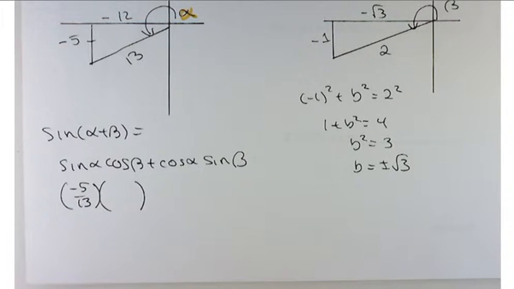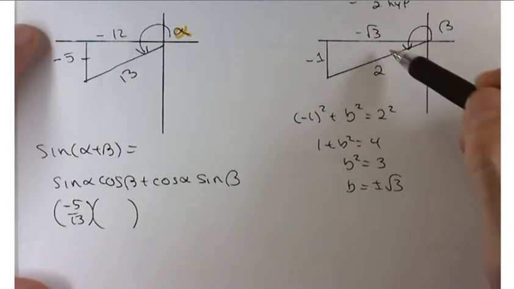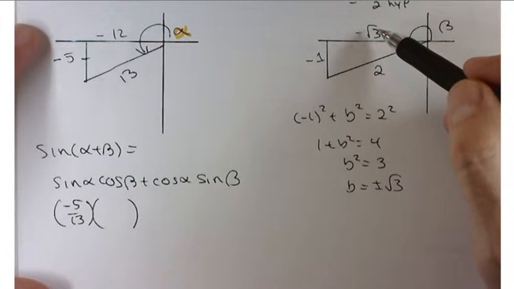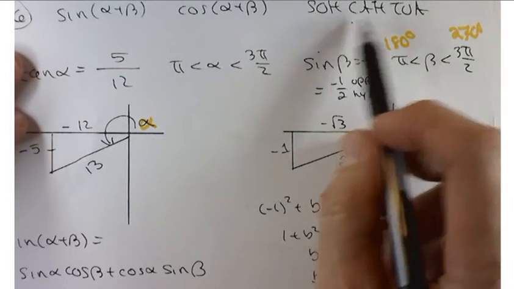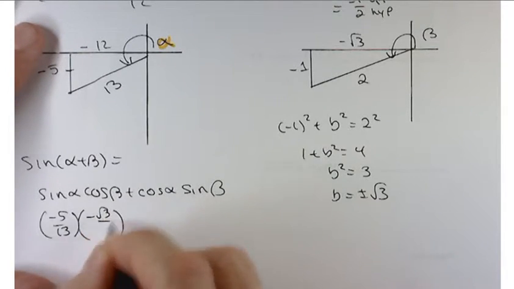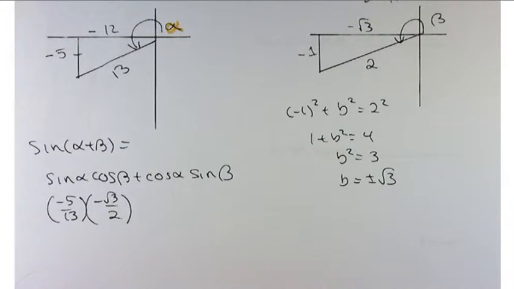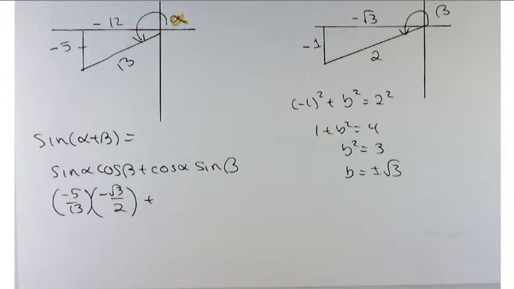All right? Same kind of thing here. Cosine of beta would be... so cosine is adjacent over hypotenuse. Perfect. Negative square root of 3 over 2. And let's keep going.